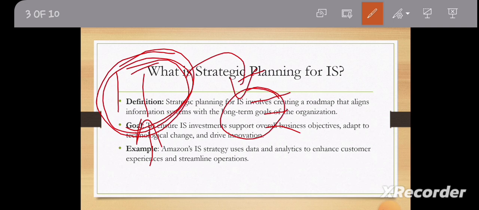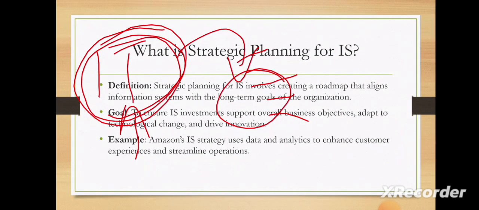The main goal here is to ensure that the investments not only support your business's objectives, but also adapt to technological changes and in the end drive innovation. Take the example of Amazon. They have an information system strategy that focuses heavily on data and analytics. This allows them to enhance customer experiences and streamline operations, making them a leader in the e-commerce space.